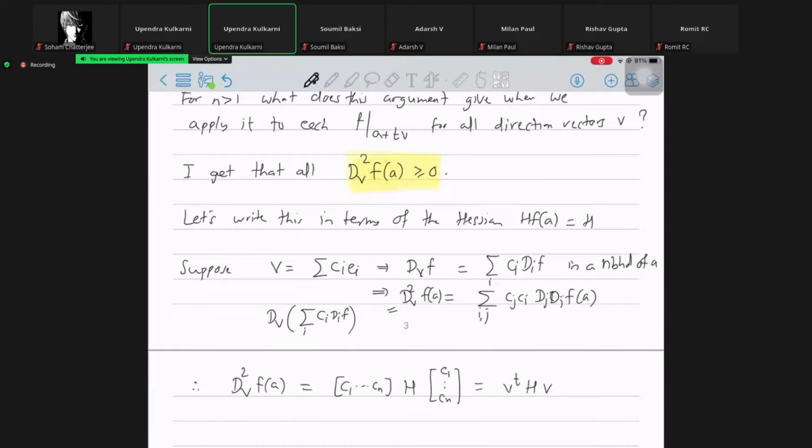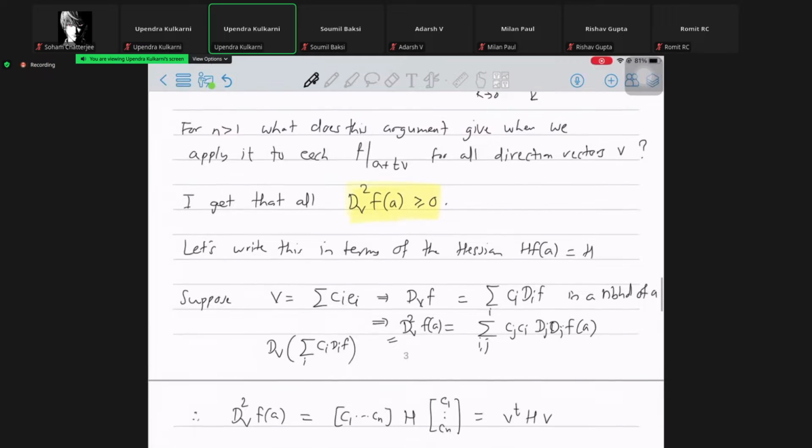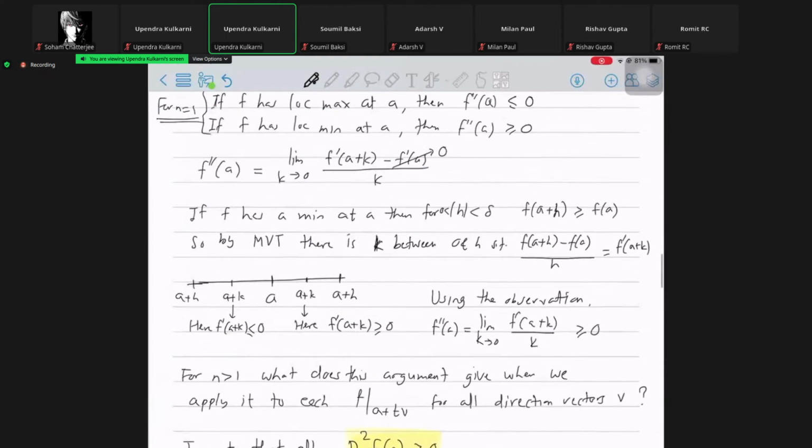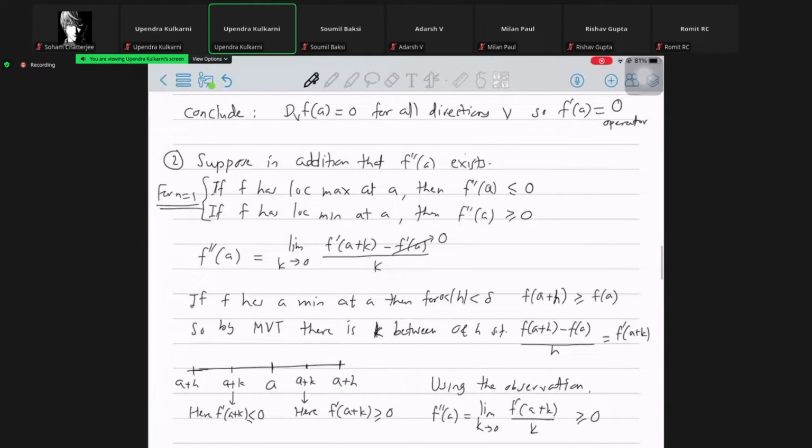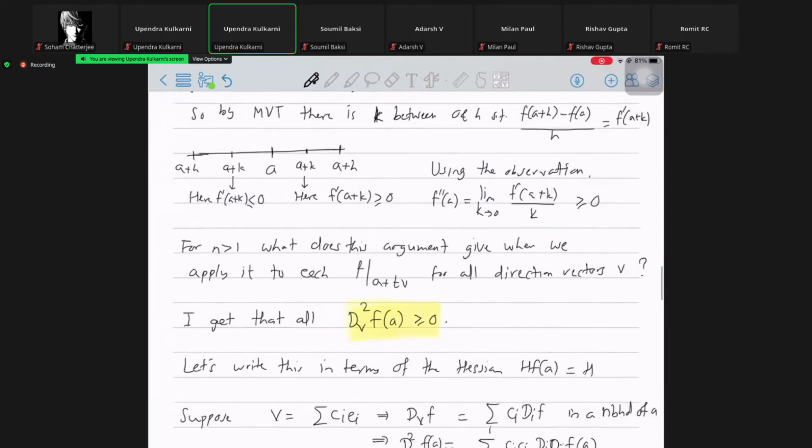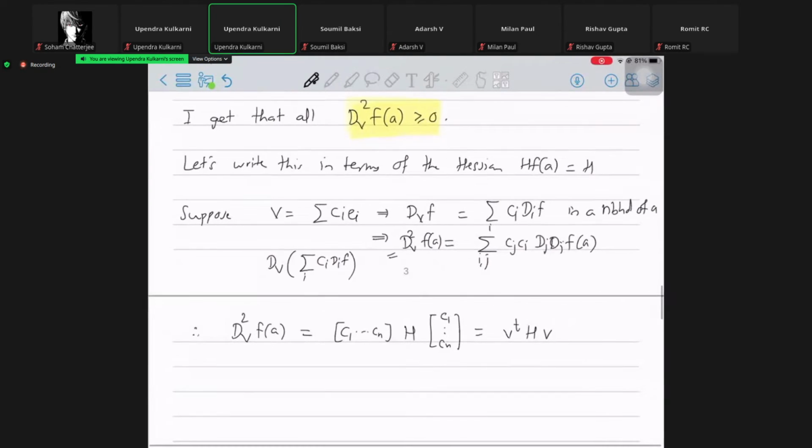So thus the result is that, let us state the result. For n equal to 1, if f has a local maximum, then the sign of the number f double prime is less than or equal to 0, and respectively for a minimum it is greater than or equal to 0. What did we find out? So the upshot.